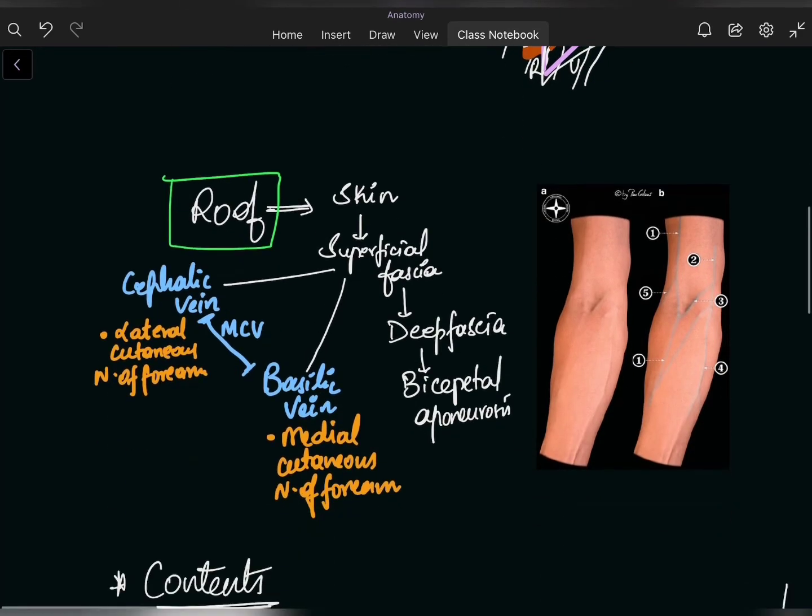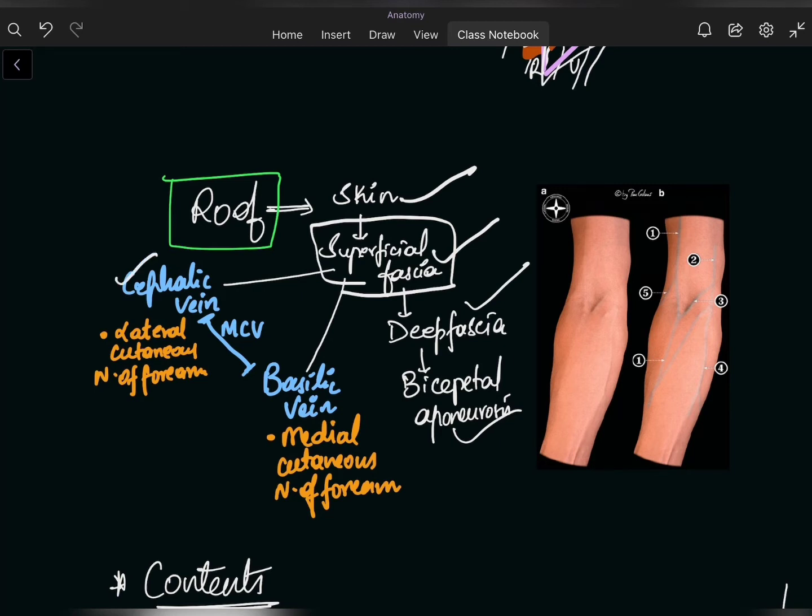Now the roof of it. What forms the roof of the cubital fossa? Obviously the skin first, then the superficial fascia, deep fascia, and bicipital aponeurosis. I'll get to bicipital aponeurosis in a few minutes, but now we need to study the superficial fascia. It is important because there are a few important structures passing through this superficial fascia. Superficial fascia has two veins, mainly cephalic vein and basilic vein. Here, the number 1 marking is the cephalic vein, and the number 4 marking is the basilic vein.